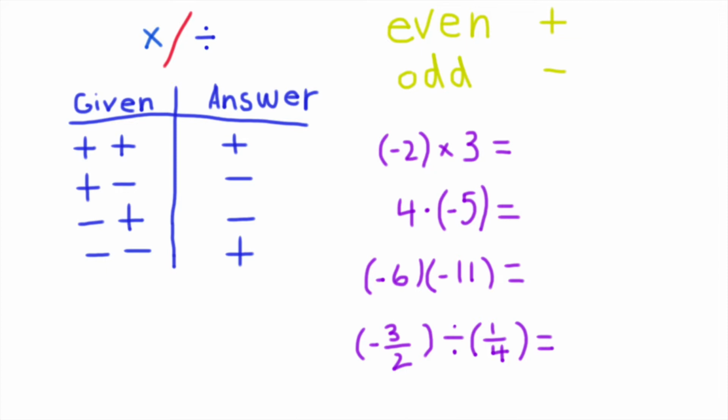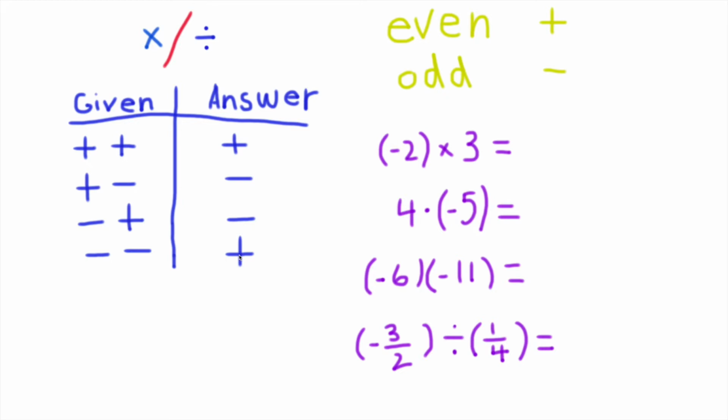So let's get started. On the left side of this illustration that I have here, I want you to take a look at this chart where on one side it says given and on the other side it says answer. So what you're going to do is read this chart as such. If you see two positive numbers together, you are going to get a positive number. If you have a positive and a negative, or a negative and a positive, it doesn't matter which order you get it in, you're going to end up with a negative answer for both. So if there's one positive and one negative, the answer is negative. And lastly, if you have two negatives that are multiplied or divided together, you're going to have a positive.